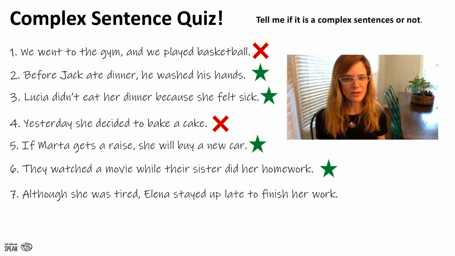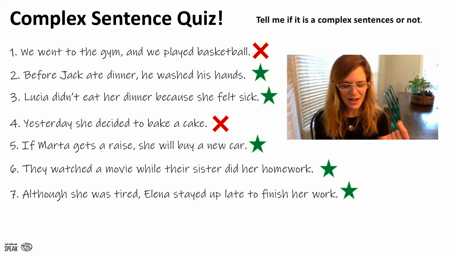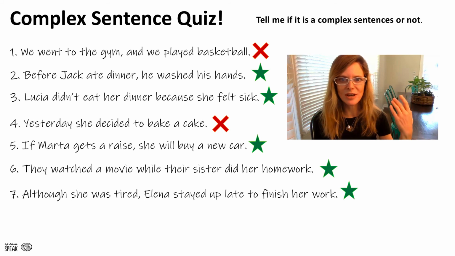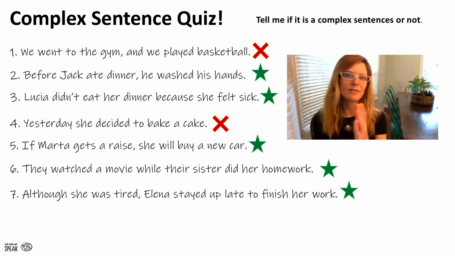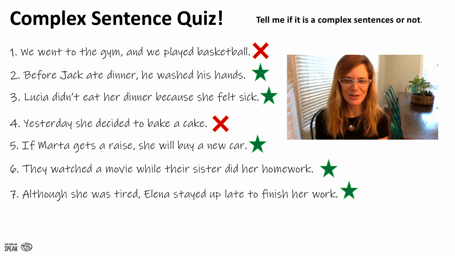Let's take a look at number 7. Although she was tired, Elena stayed up late to finish her work. Well, yes, this is another complex sentence, and I've started with the dependent clause. And remember, I know it's dependent because I'm using that word although, and then I have the comma after the clause. And then I have an independent clause following the comma. Elena stayed up late. I have that subject and verb, complete thought, independent clause.